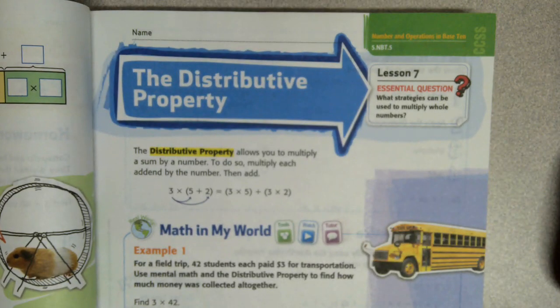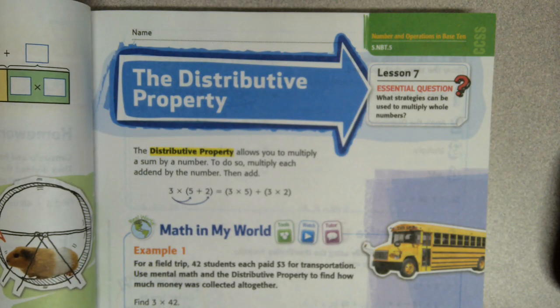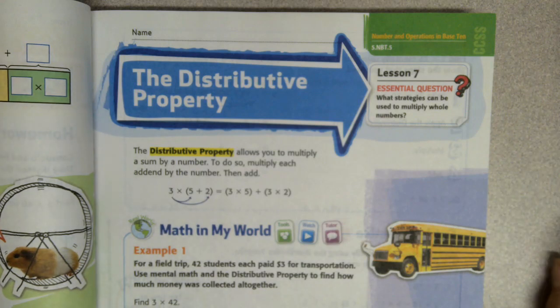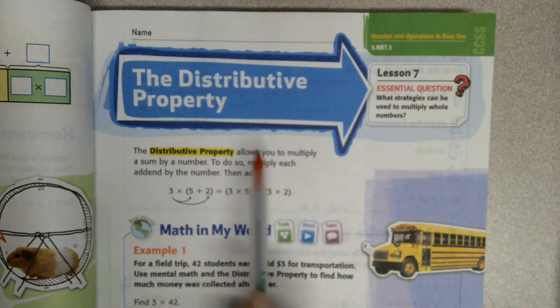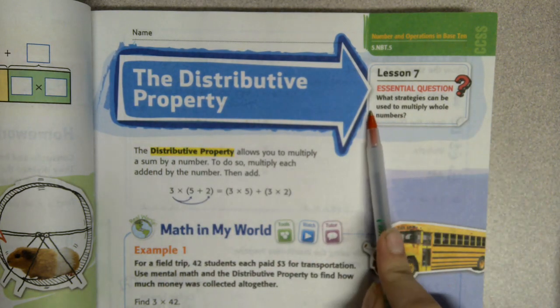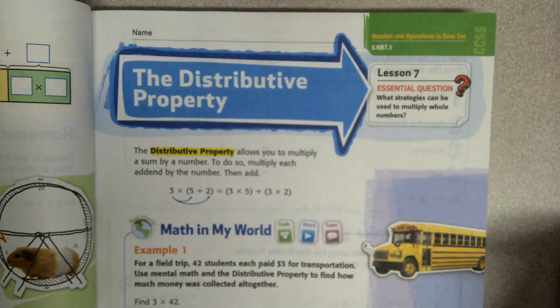Okay, so today for math is lesson 7 in chapter 2, and I am going to go over the lesson with you on the video so that you aren't missing anything while you're out. So we have the distributive property today. Our essential question is what strategies can be used to multiply whole numbers.